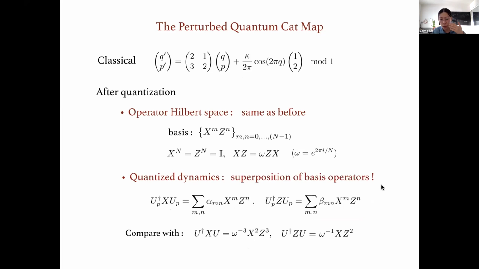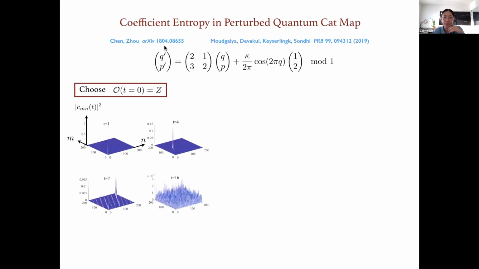Okay, and we can actually quantify this more complicated dynamics using the coefficient entropy. So let's again choose a simple operator and time evolve it using the time evolution corresponding to this perturbed quantum cat map. Again, I'm plotting the coefficient square as a function of m and n, and you see that this originally concentrated weight will start to spread out as time goes by. Eventually, this time evolved simple operator will become a very complicated operator in the sense that it will have support over all the operator bases in the entire Hilbert space.